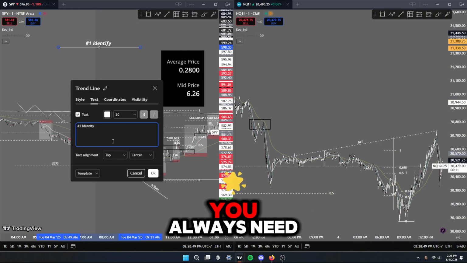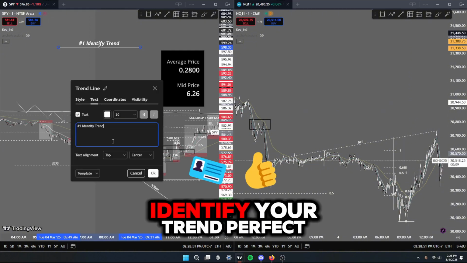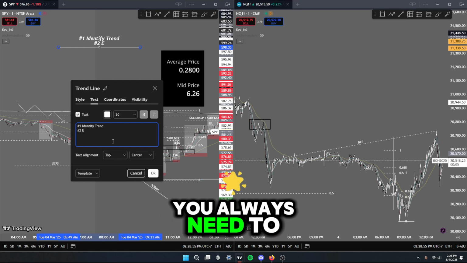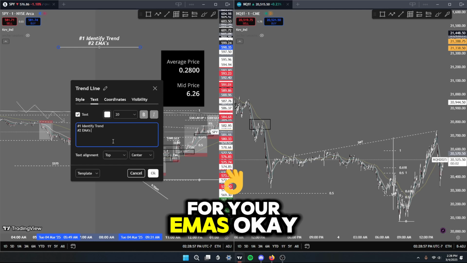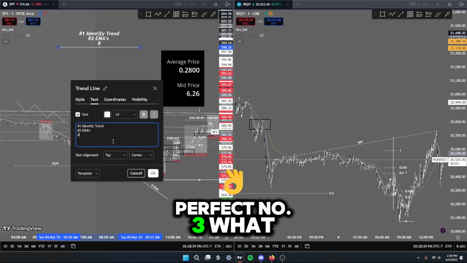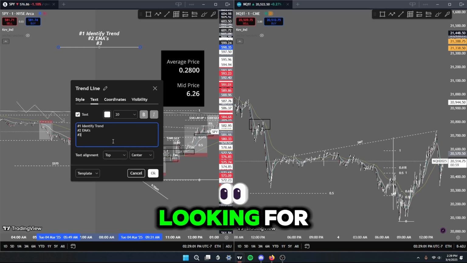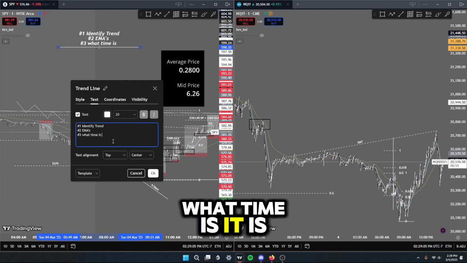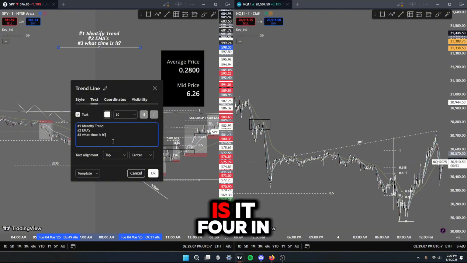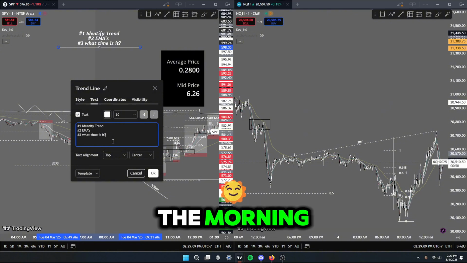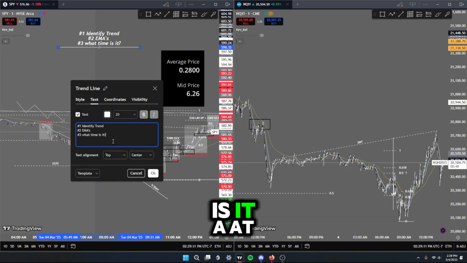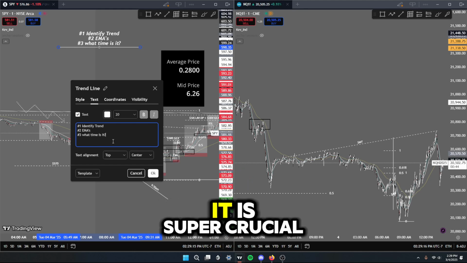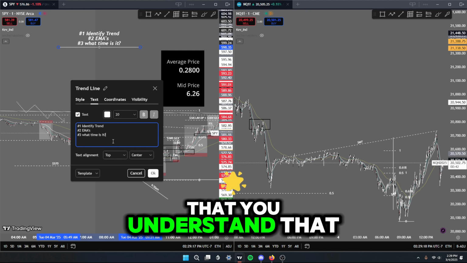Number one, you'll always need to identify what? Identify your trend. Perfect. Number two, you always need to be on the lookout for your EMAs. Okay, perfect. Number three, what else could we also be looking for? What time is it? What time is it is so crucial. Is it 4 in the morning? Is it 2 in the morning? Is it 8 a.m. market reversal time? What time is it? It is super crucial that you understand that.